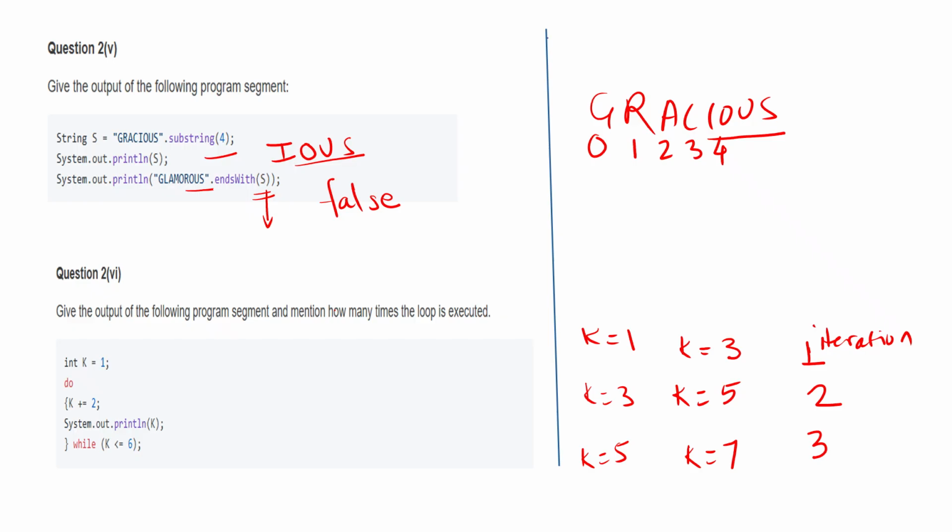This loop will not execute after the third time because k's value has become greater than 6. So your answer should be how many times the loop will execute. It will be 3 times. Let me write: over 3 times the loop will get executed and the k value will be 7.